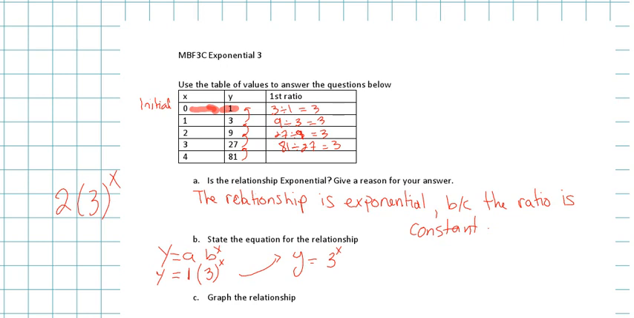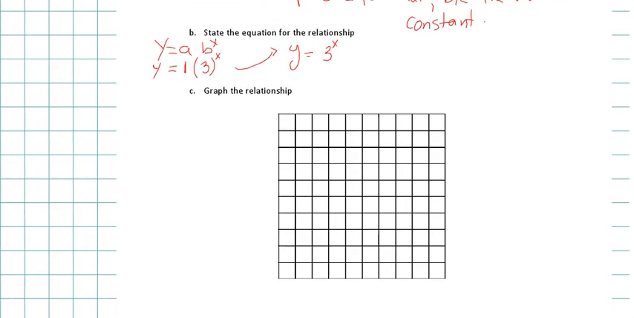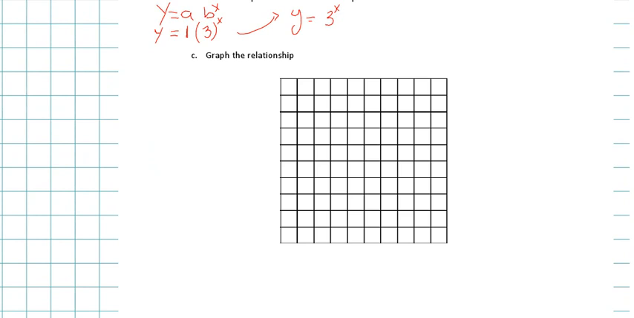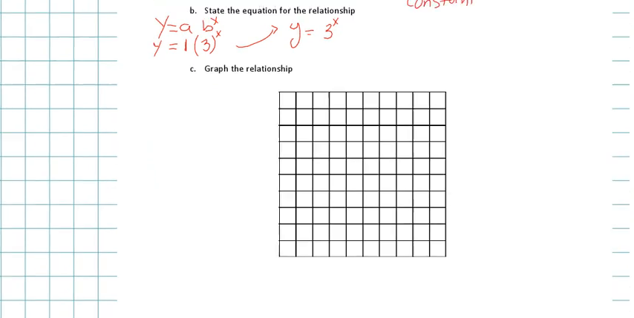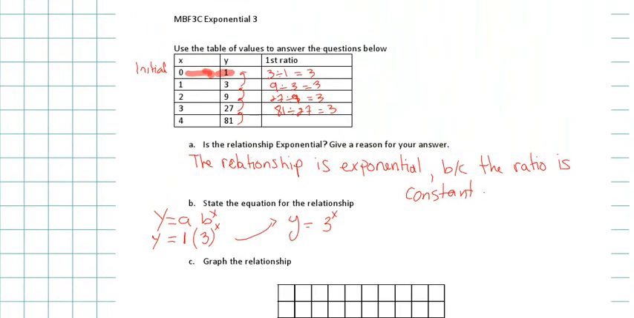Are you guys okay with this? But in this case, my initial value is 1, so I don't have to worry about this, right? Now they're asking us to graph the relation. So just take your original point and graph. I already have a table of values, right? So I can go 0, 1, 1, 3. Find my points and then join.